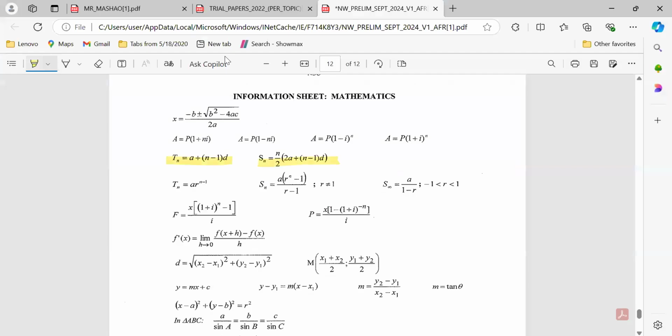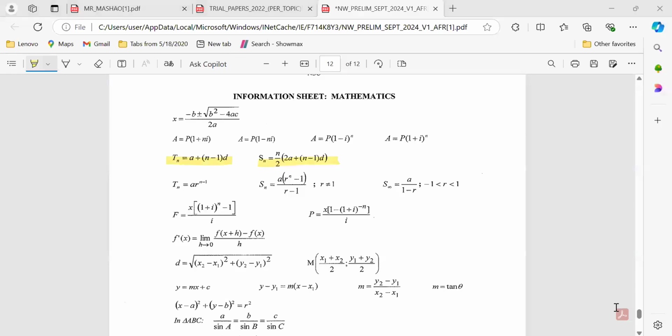You can either use Tn is equal to a plus (n minus 1) multiplied by d. Or you can use Sn is going to be equal to n over 2, and then open bracket 2a, and so on and so on. So now we have an idea which two formulas we can use. And then the other thing that we should also do is this one here.